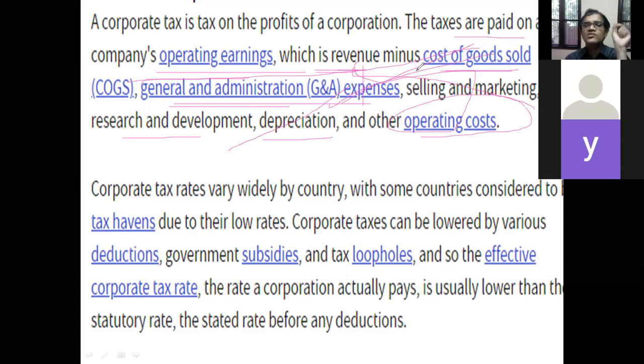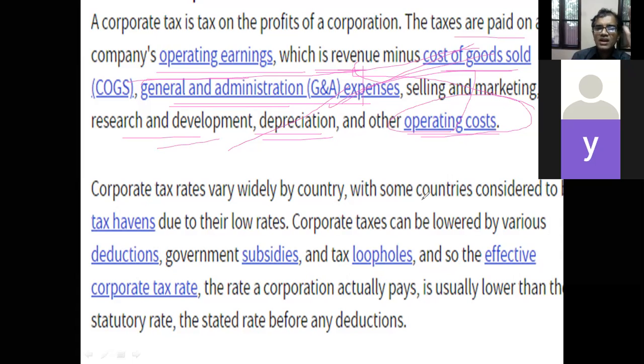Whatever income is received by a company in a financial year, from that income you have to deduct all these costs: cost of goods sold, general administration expenses, selling and marketing expenses, research and development expenses, depreciation and other operating costs. All of these you have to deduct.